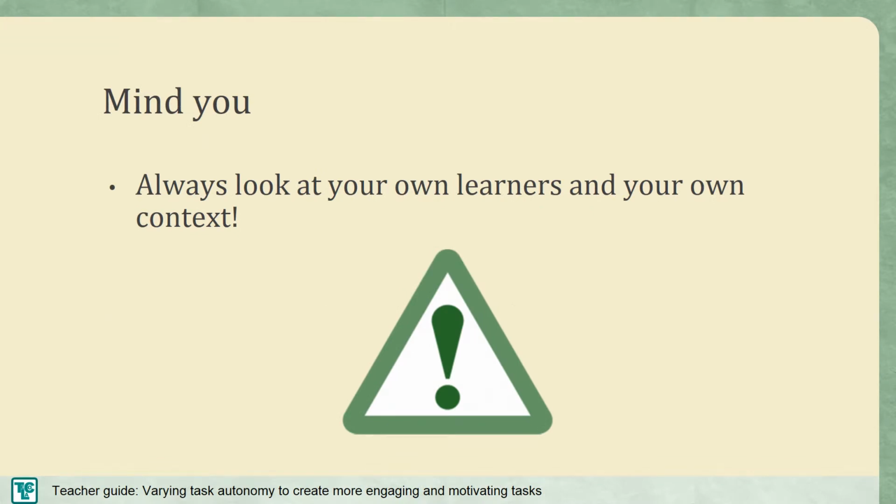Mind you, we will be giving examples of tasks to illustrate the different degrees of autonomy, but these are universal and standard examples. It is important to always look at your own context and your own learners. Look at the familiarity of your students with task autonomy and their capability to act autonomously. If they've never had a task in which they get to choose something, you may want to guide them and introduce task autonomy gradually into their classes.